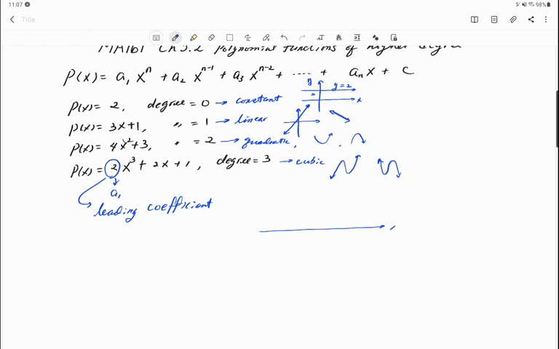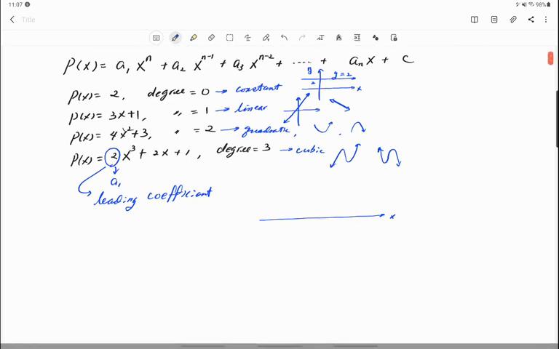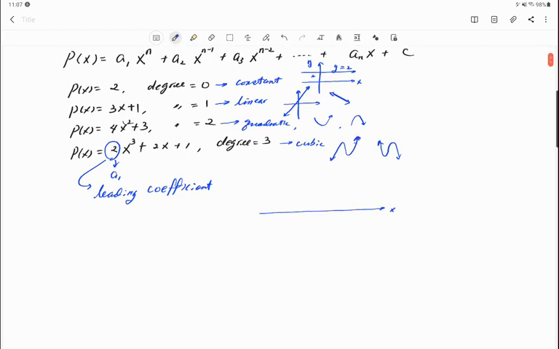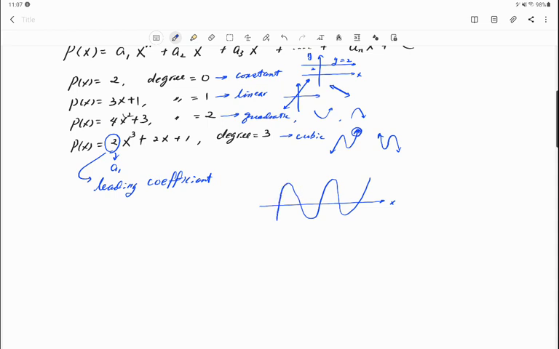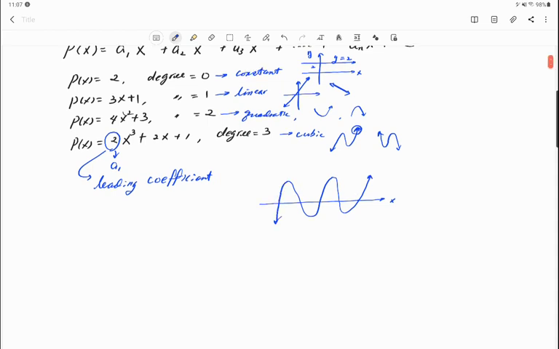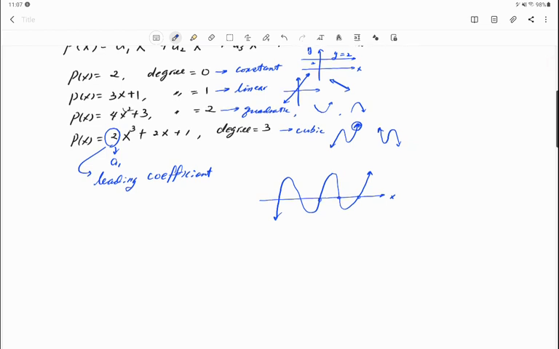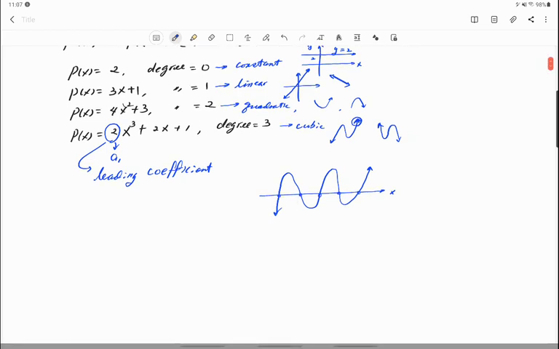Okay, let's say this is the x-axis. If the leading coefficient is positive, then always the far right end is towards up. So if the degree is 1, 2, 3, 4, 5, look at this. Can you see the intersections? 1, 2, 3, 4, 5.